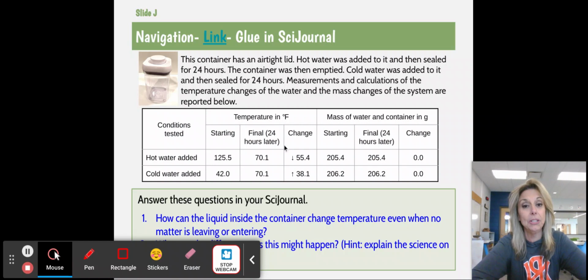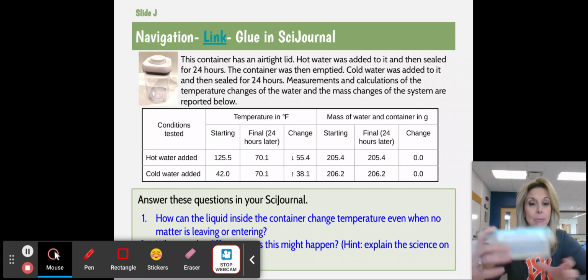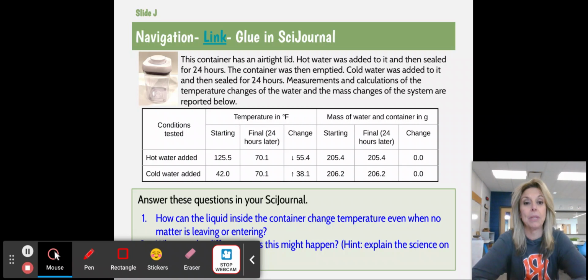And then over on the other side of the chart, we can look at the mass. And the starting mass of hot water, so there was 205.4 grams of water, including the container. So the mass includes the water and the container. And 24 hours later, we can see that the mass did not change. And then cold water was added. And when they massed it, it was 206.2 grams. Again, container and cold water. 24 hours later, the mass didn't change. It was the exact same at the end.